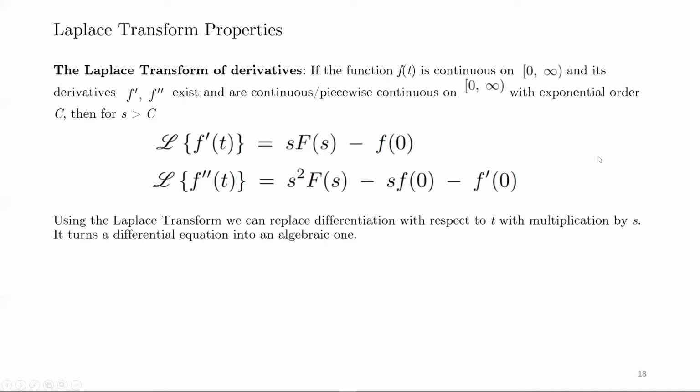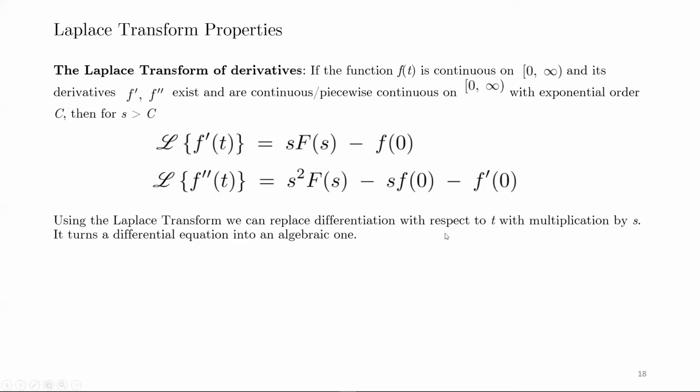So using the Laplace transform, we can actually get rid of differentiation altogether. Okay, we basically replace differentiation with respect to t with multiplication with respect to s. So here we had a first derivative, so we had a 1s times the Laplace transform of the function f of t. Here we had a second derivative, so we had an s squared, so 2 times s, times the Laplace transform of f of t.